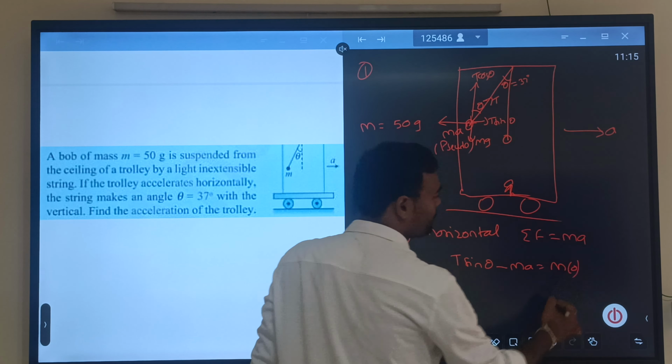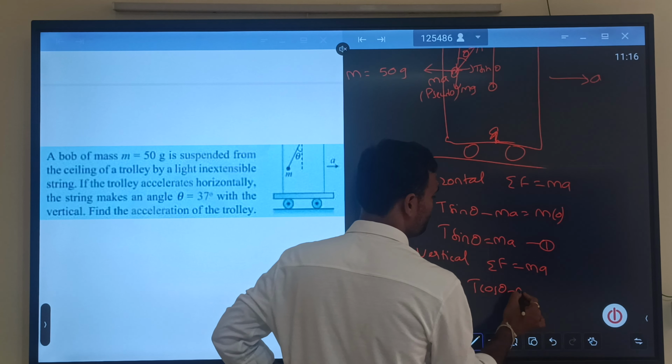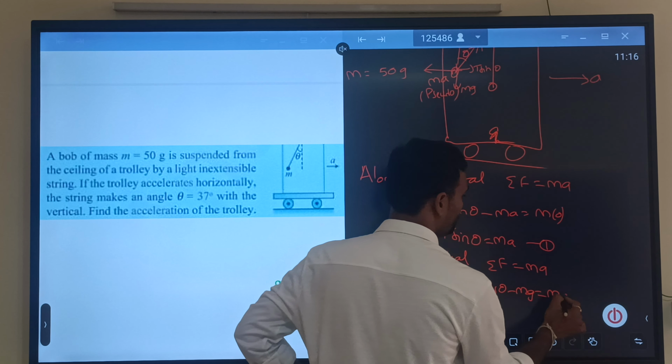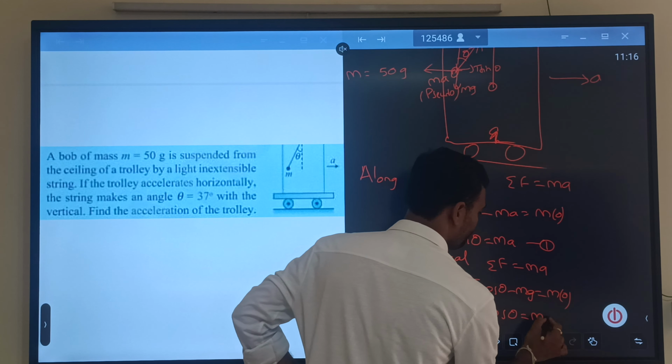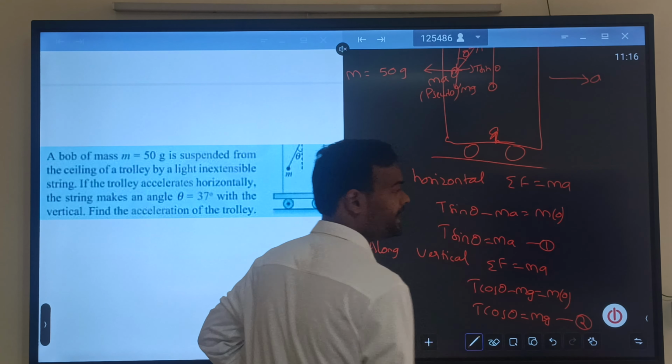Similarly, along vertical, sigma F is equal to ma. T cos theta is acting in the upward direction, mg is acting in the downward direction, m into 0. Then T cos theta is equal to mg. It is the second equation.